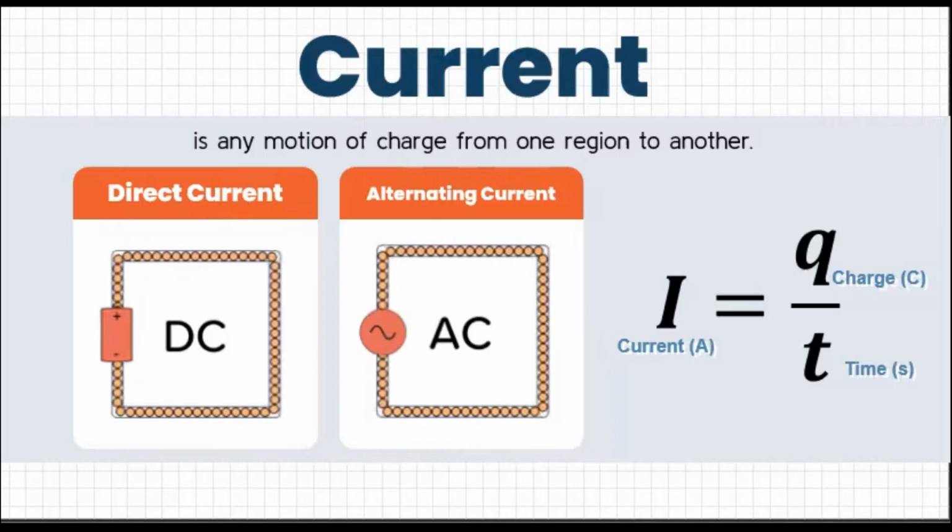So how do we measure the value of how much current is in a circuit? We can compute that using this equation, where current is equal to the quotient between charge and time. Based on this formula, current is the measurement of how much charge travels in a specific time.